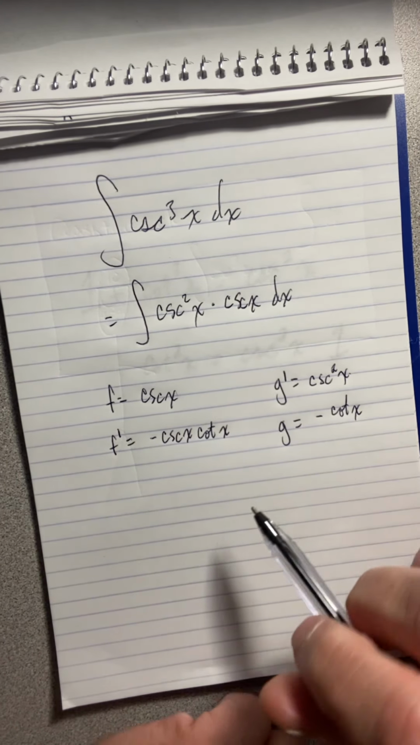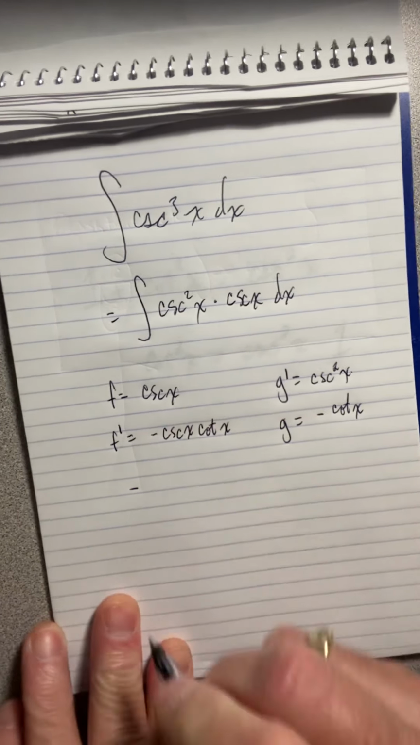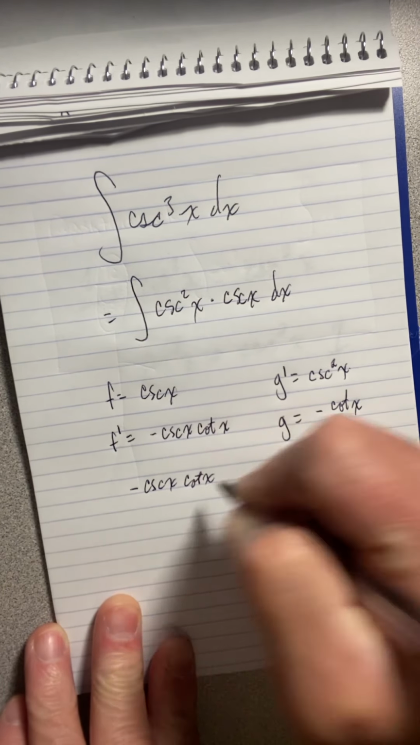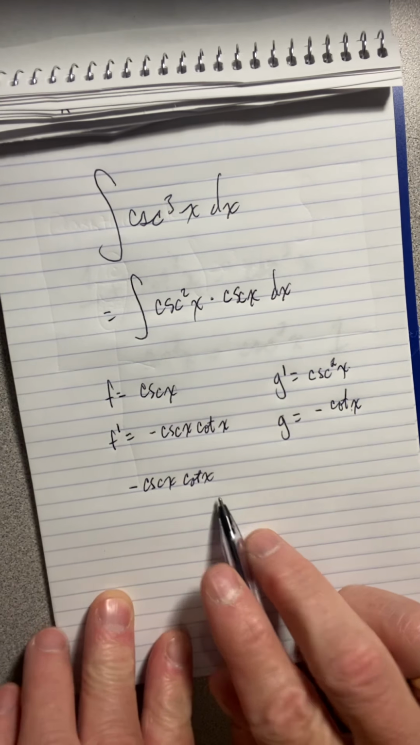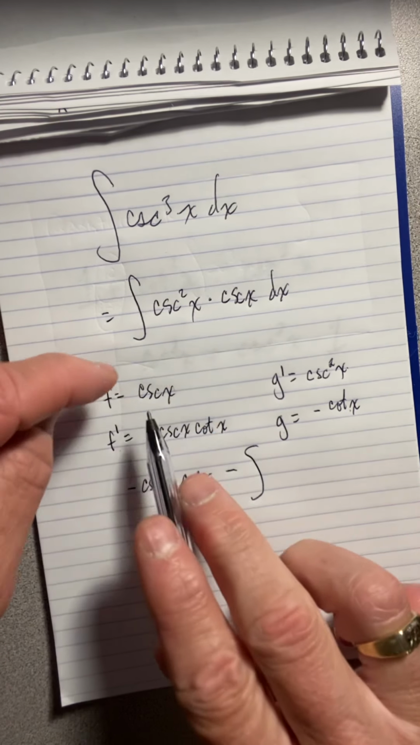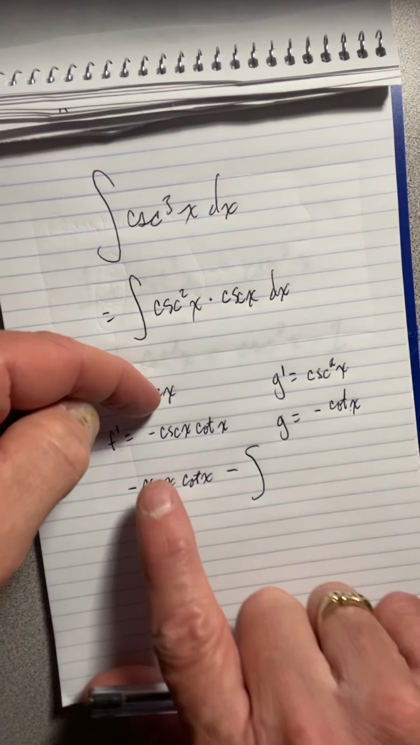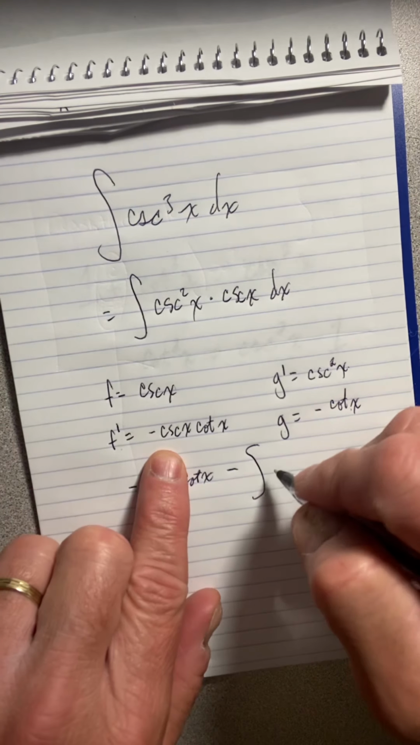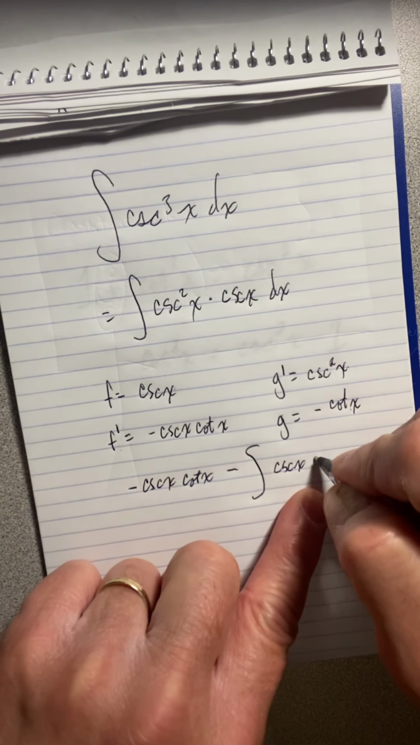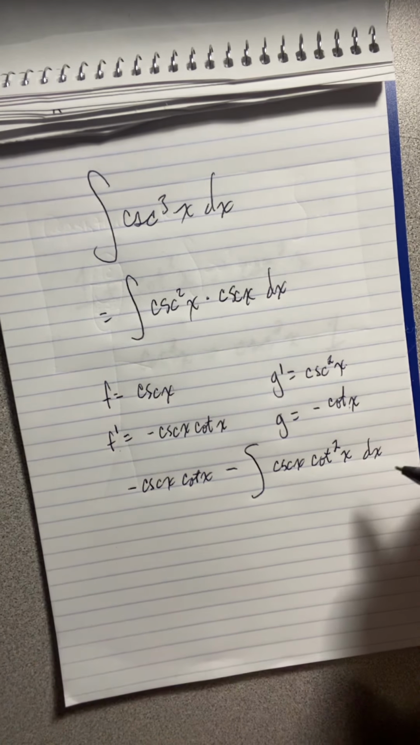Now, the parts formula says you take f times g, so I have a negative cosecant x cotangent x. So this times this goes here, minus the integration of f prime times g. So the formula is f times g minus the integration of f prime times g. Now I have a negative times a negative, so that's a positive. And it's cosecant x cotangent x times cotangent x, so that's going to be cotangent squared x with respect to x. We're going to integrate it.